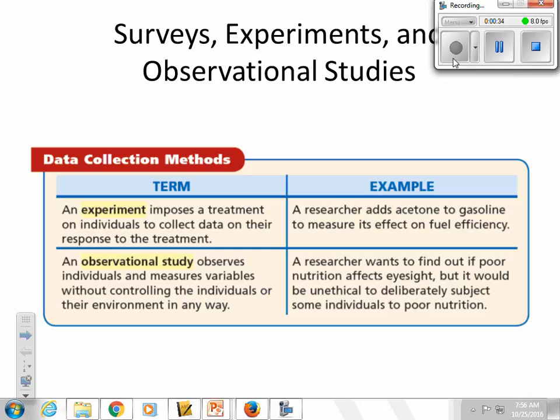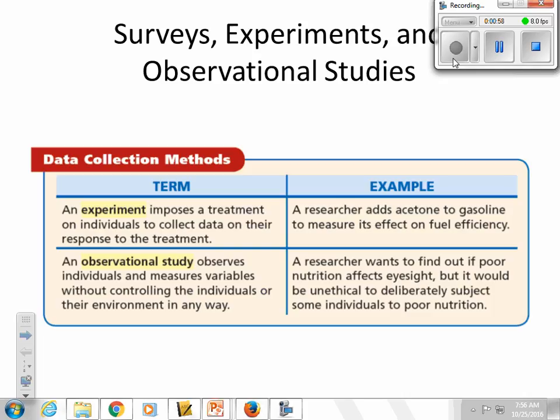The first method is called an experiment. In that experiment, the researcher is actually giving a treatment to one group of individuals and then collecting data based on their response to that treatment. They're actually manipulating something within that study.